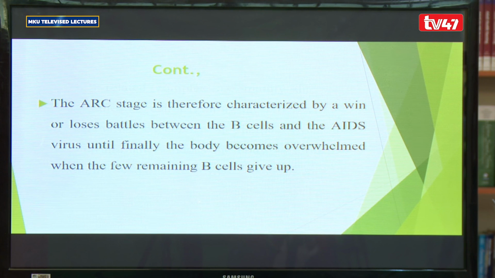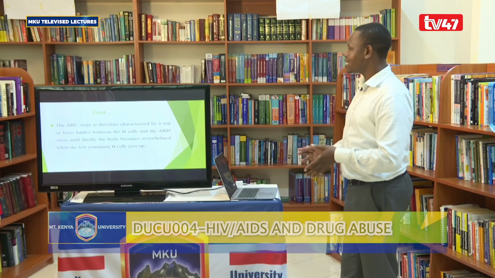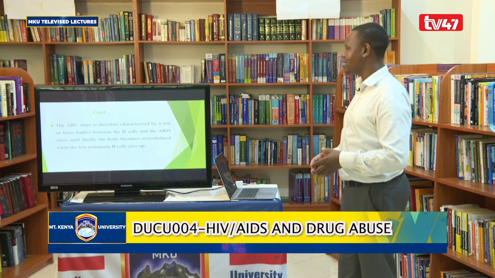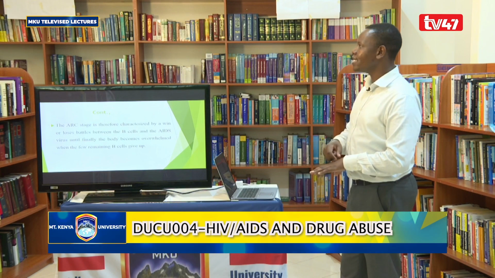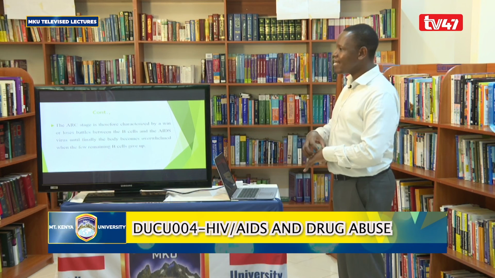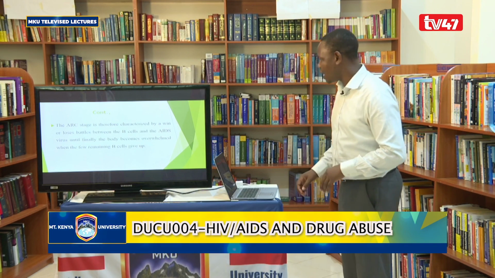The ARC stage is therefore characterized by a win or loss battle between the B cells and the AIDS virus, until finally the body becomes overwhelmed when few B cells give up. So at this stage, there is a fight between the HIV and the B cells. Remember that when there is any infection, the B cells will be many at that area, and that could lead to the area whereby the HIV will be able to target.